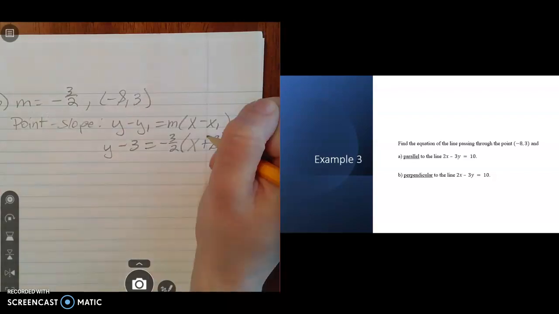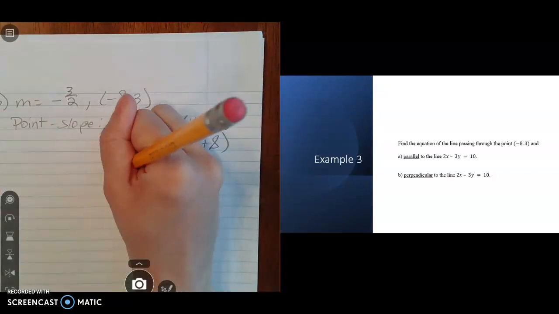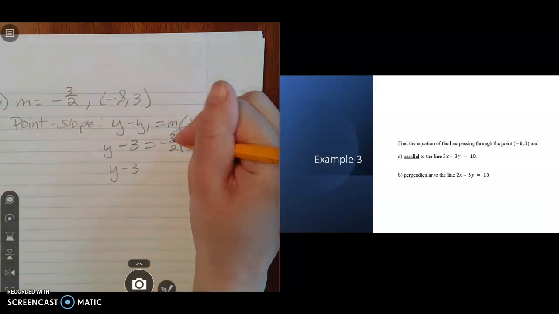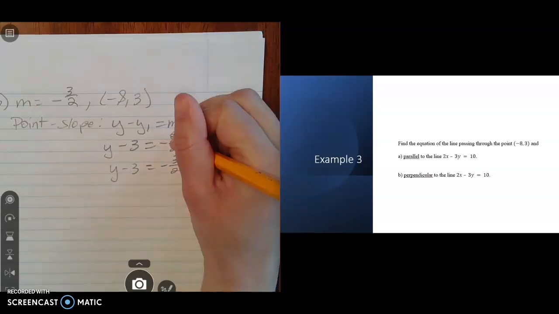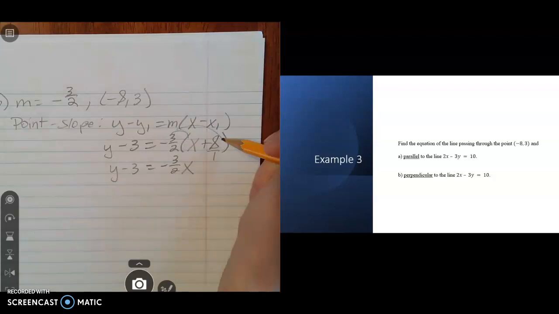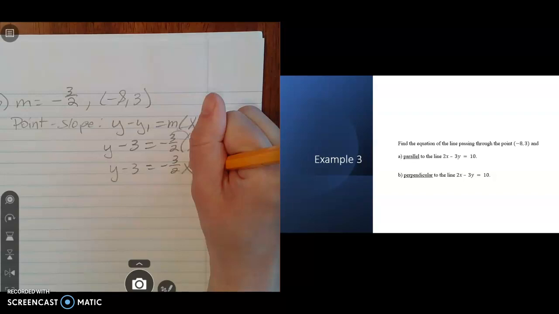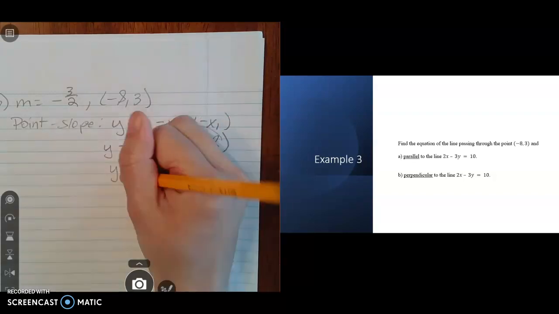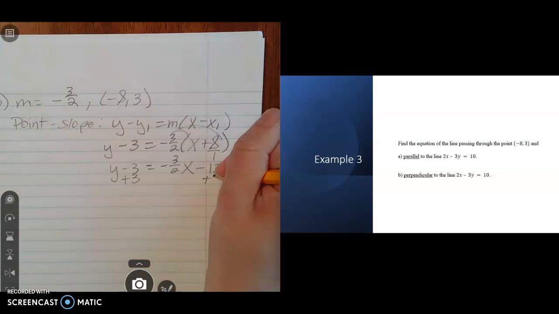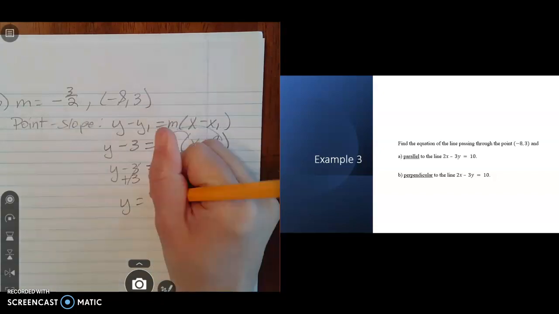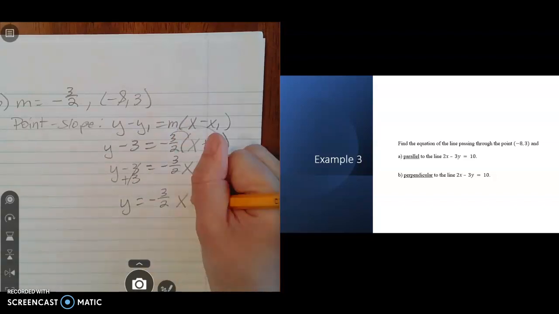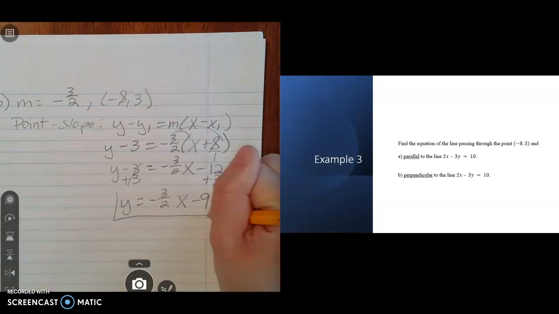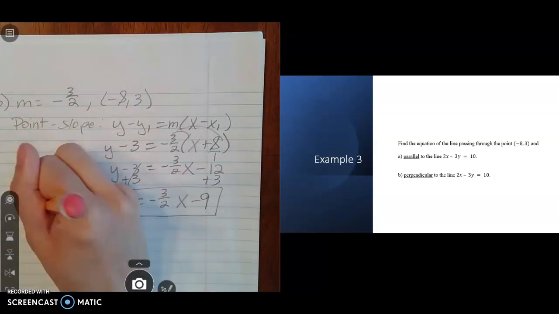If I want to get it into slope-intercept form, what I would do first is distribute. So -3/2 times x is -3/2 x. -3/2 times 8, so I would have -24/2, which would simplify to -12. And then I would add 3 to both sides just to get y by itself. So I'll have y equals -3/2 x, and then -12 plus 3 would be a -9. And now, ta-da, we are in slope-intercept form.